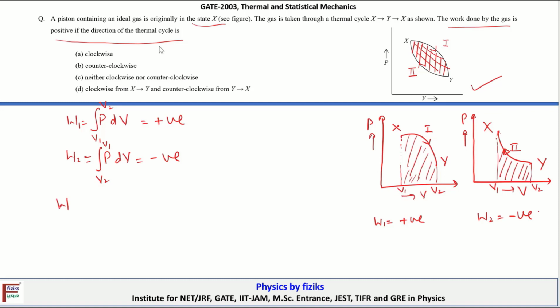So net work done will be the sum of W1 and W2, where W1 is greater than W2 in magnitude, and further W2 is negative. Okay, so the net outcome is that the net work done is going to be a positive quantity. So therefore when this cycle is traversed in a clockwise direction, we will obtain a positive work done during this cyclic process. So therefore option A is the correct one here.